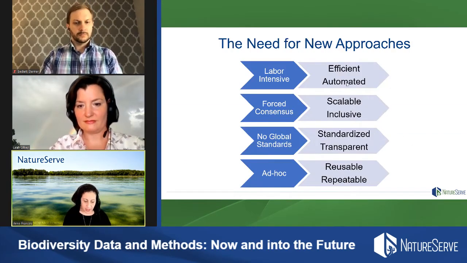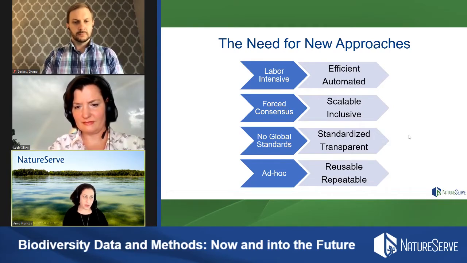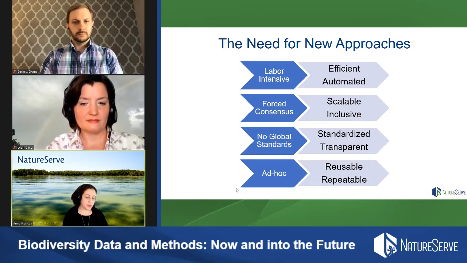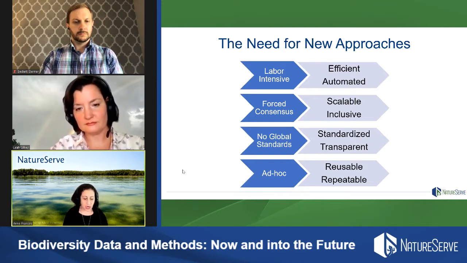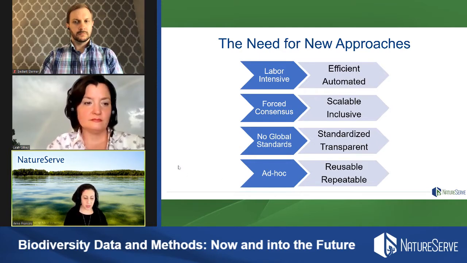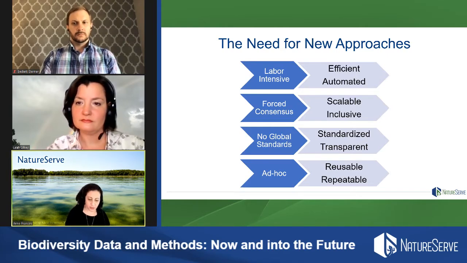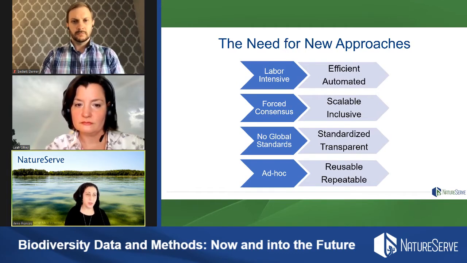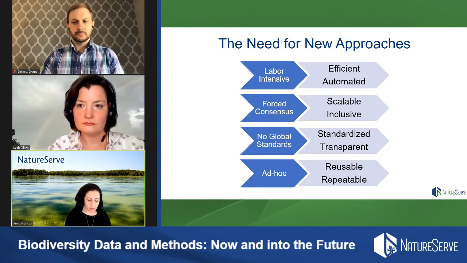So one of the reasons why we need a new approach is that the way that we do taxonomic updates is quite labor intensive. It often involves doing manual crosswalks, numerous Excel spreadsheets, and this is just not sustainable given the number of species that we're trying to conserve. So we need to harness advances in technology to make our process more efficient and, where possible, automated.